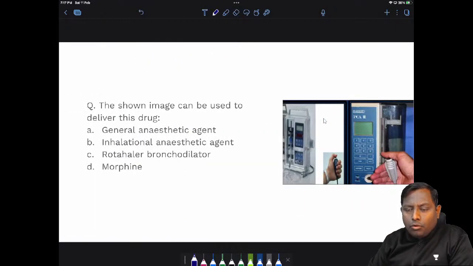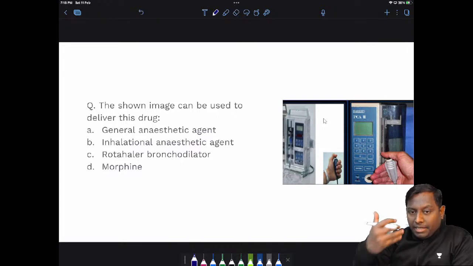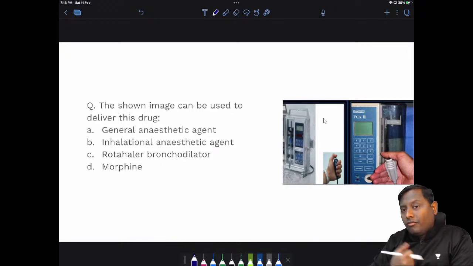Now this is a newer route of drug delivery system where the patient himself or herself can choose the amount of drug they want, whenever they want, right? Let's say a terminally ill patient that they have, the shown image can be used to deliver this drug. General anesthetic, तो general anesthetic patient तो decide नहीं करेगा, again this will be decided by the patient और patient खुद अपने आप से ले सकता है. Inhalational anesthetic, again it will not be decided by the patient, it will be the anesthetist.